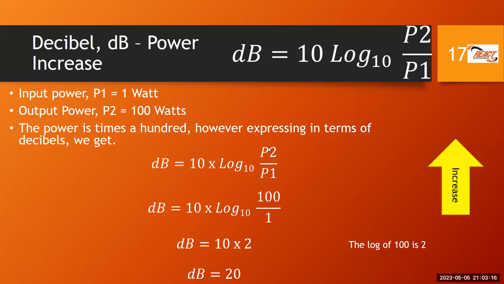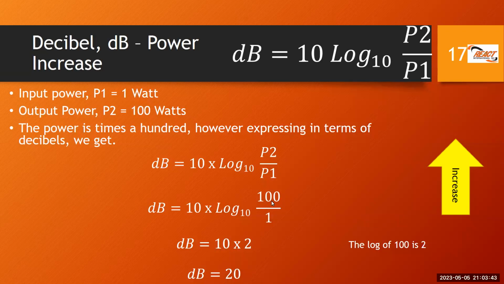So we take the powers and replace the power levels into this equation here. P2 is 100 watts, that's the output power, and P1 is the input power, which is 1 watt. So we end up substituting 100 into P2, and the number 1 into P1. So 100 over 1 is 100.